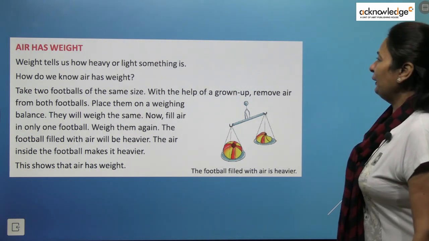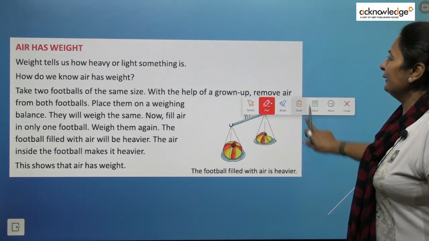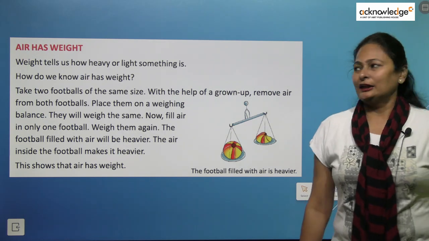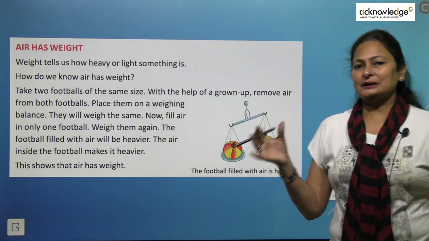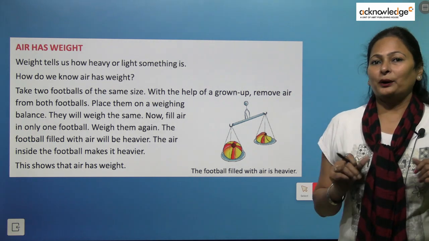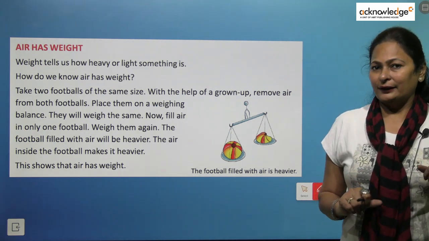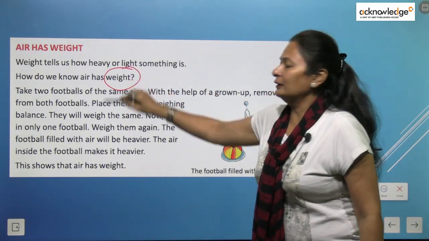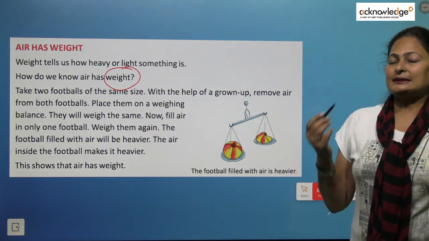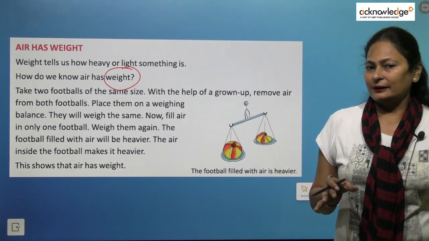The next property of air is air has weight. Now again this can be proven with a very simple example. Take two footballs without air, right? Now weigh these footballs. You will see there is no difference in weight, right?